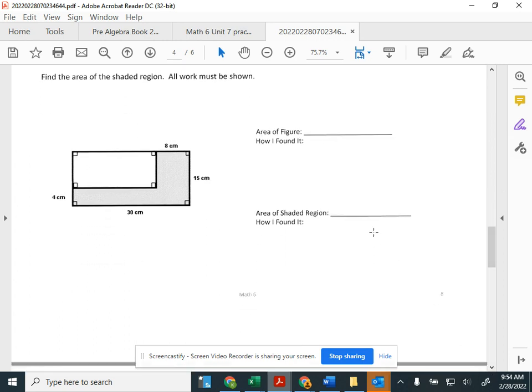Find the area of the shaded region. So we have a big rectangle, and we have a small rectangle, and we want to know this goofy shape that goes around it. So how am I going to find that? Brielle? Yeah. First thing I have to do is find the area of the big figure, that big rectangle. Length times width. So my length is 30, my width is 15.